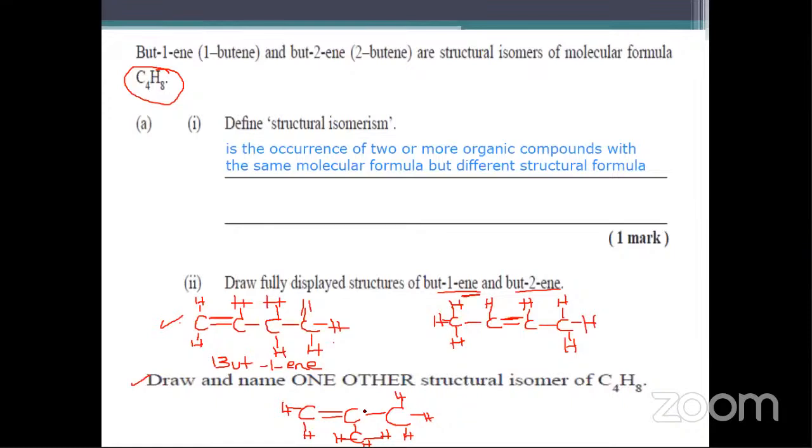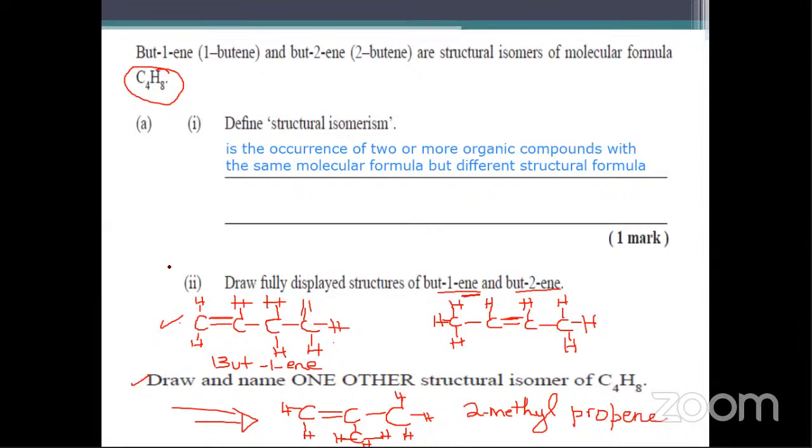Can you tell me the name of this compound? 2-methyl propene. Very good. 2-methyl propene. All right, and that is an accurate structural isomer.